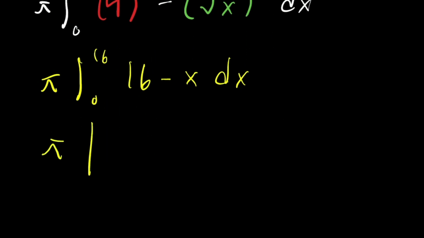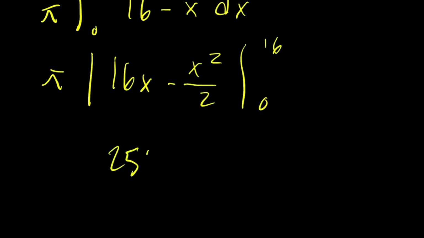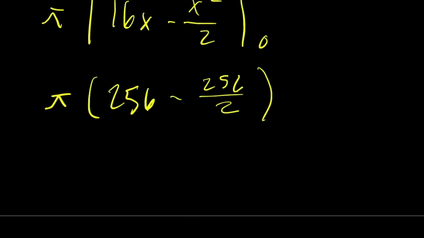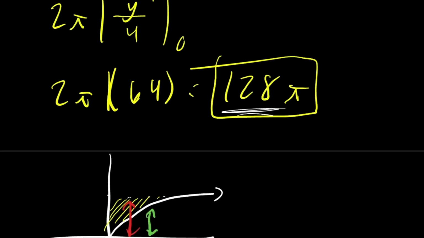Pi, now we're integrating 16x minus x squared over 2 from 0 to 16. 16 times 16 is 256 minus 16 squared over 2, which is also 256 halves. So then 256 minus 256 halves is just 256 halves, which equals 128. And don't forget the pi. 128 times pi is our answer. And that is the same as what we got here.